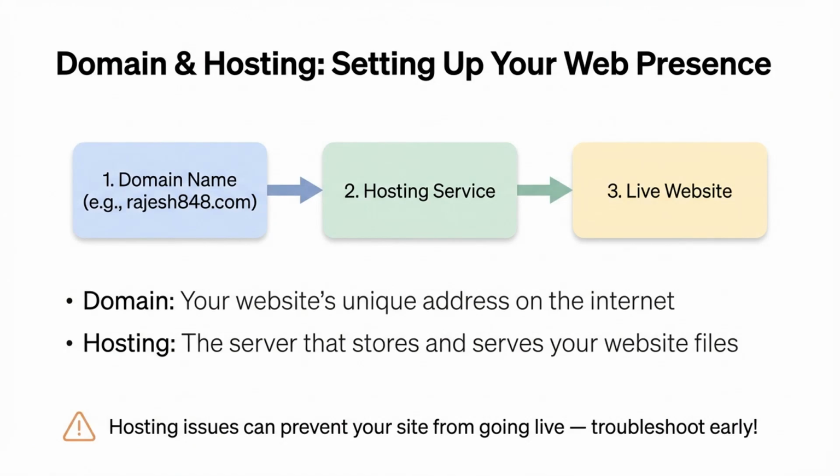Before your wireframe becomes a real website, you need two things: a domain name and a hosting service. The domain is your website's address, something like rajesh848.com. The hosting is the server where your website's files actually live. These two work together to make your site accessible on the internet. It's worth setting these up early because hosting issues can sneak up on you and delay your launch.